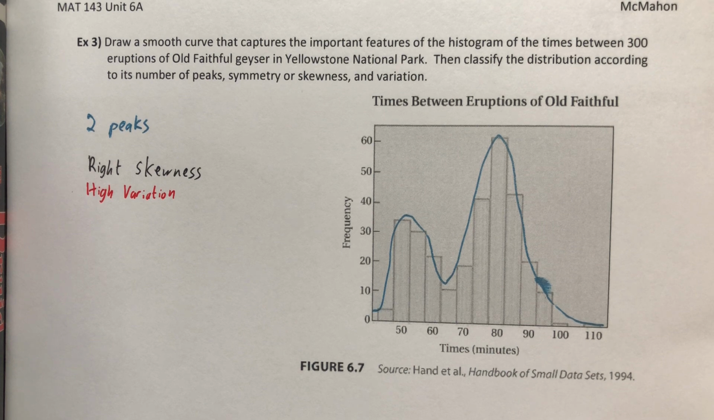mathematical model. So in this case, we have two peaks, one around 50 minutes and one around 80 minutes. It is skewed to the right because I have a value at 100 and another value at 110. Okay, they're kind of much longer than everybody else. Those people are going to have to wait for the next eruption. And it's a high variation. It's fairly spread out over the graph.